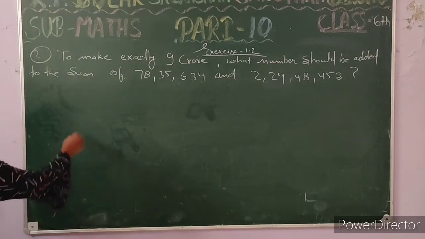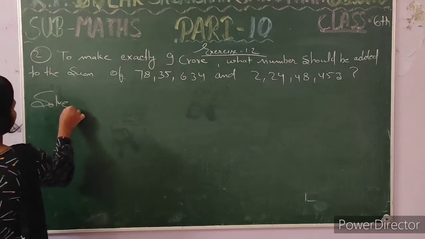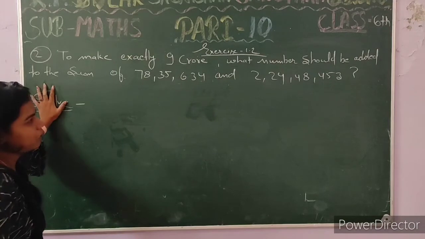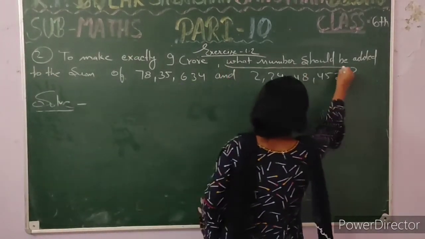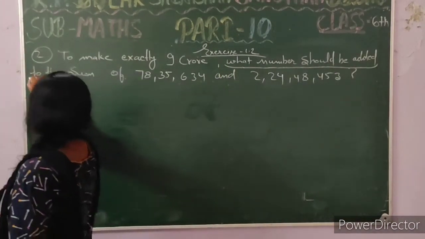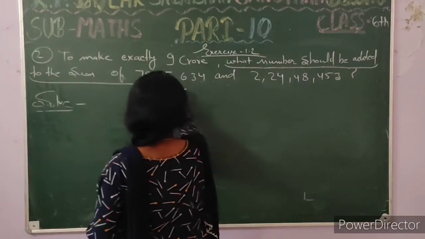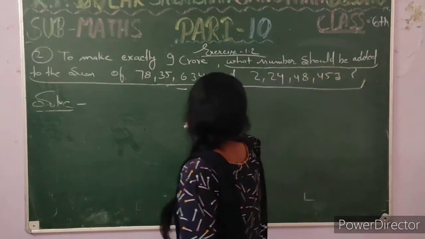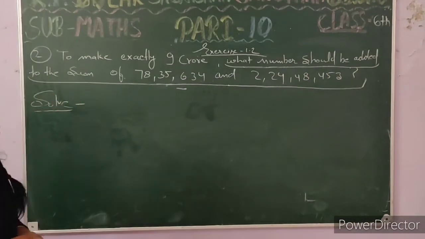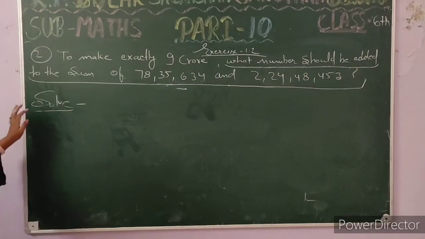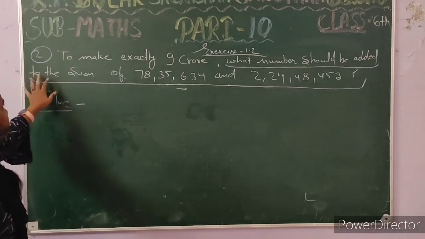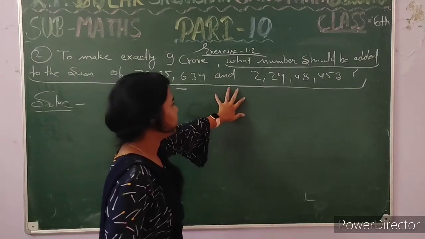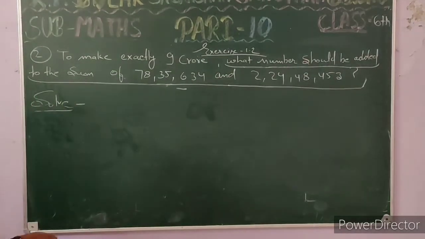First of all, read this question 2 or 3 times. It says: what number should be added to the sum of 78 lakh 35,634 and 2 crore 24 lakh 48,453? So first of all, look here students, "sum of", so we do the sum of both numbers.